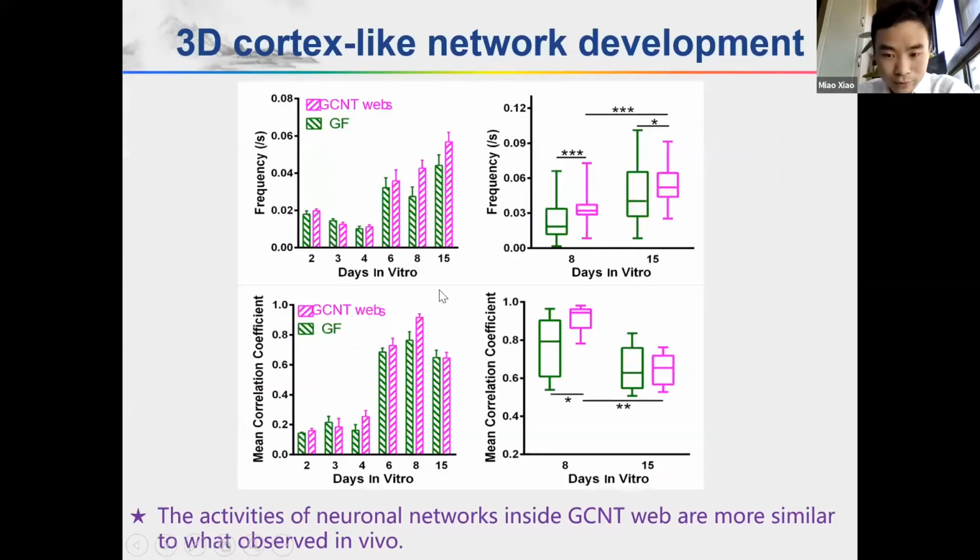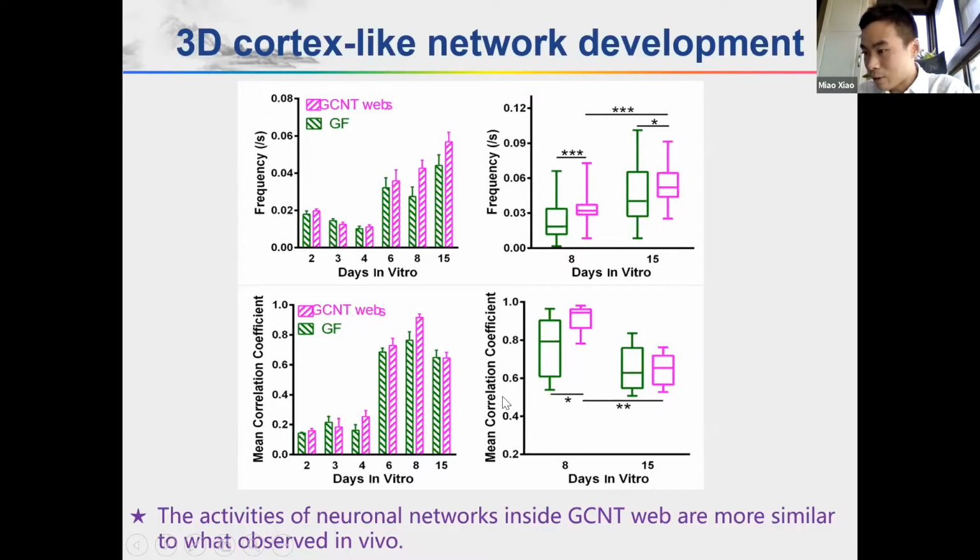Here, from the quantification, we can also check. Here we compare the frequency of the calcium transients. At the beginning days of the culture, the frequency is very low, and from 6 days, the frequency of the calcium transients begins to reach a higher level. And even after 15 days of the culture, they have an even stronger frequency.